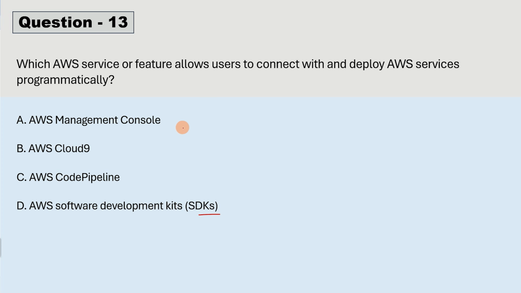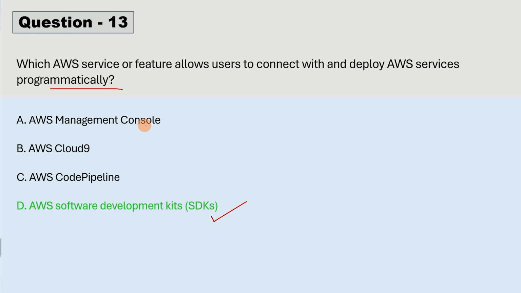Okay, first thing is that all these options will be able to deploy the resources in AWS, because you can deploy using AWS Management Console as well, Cloud 9 as well, Code Pipeline as well, SDK as well. But the correct answer here will be SDK, because the question is asking programmatically. So that will be the correct option only.